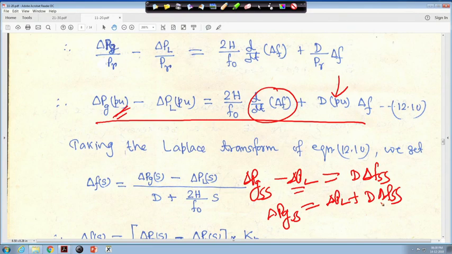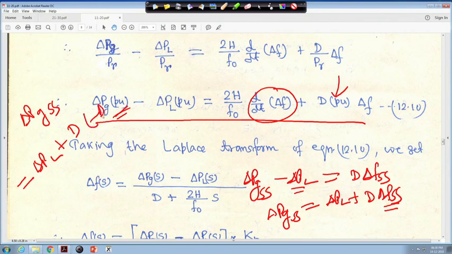This we know. Therefore, two versions are there. One is delta PGSS, we know that delta PGSS is equal to minus delta FSS upon R, right. But this delta FSS we know, so I am writing for you that delta PGSS steady state value is equal to delta PL plus D into delta FSS, which is equal to, as we have seen, minus delta PL divided by D plus 1 upon R, right.